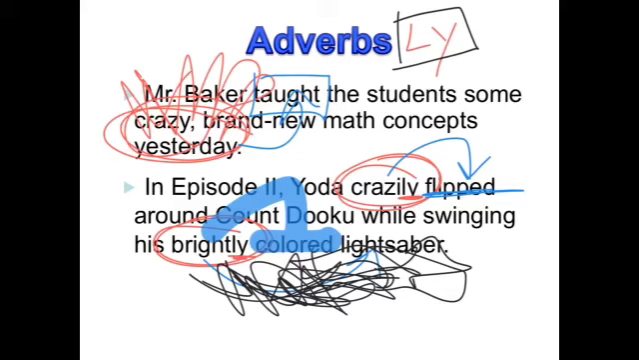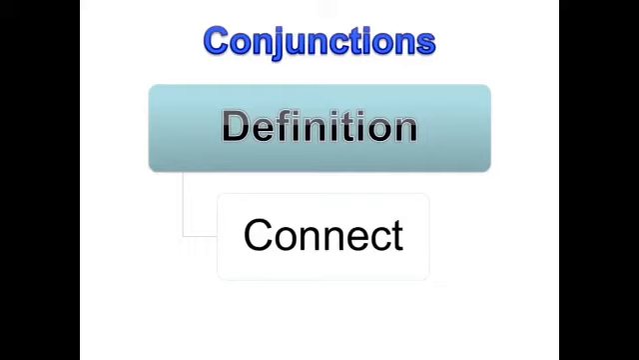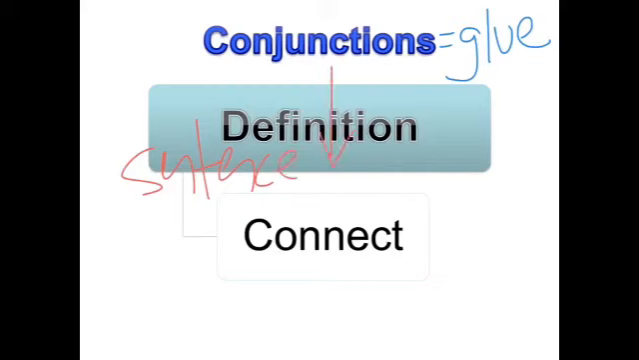Conjunctions are our next one. In conjunctions, all they do is connect. Essentially, conjunctions equal glue. You are going to use them to glue two sentences together. You're going to have sentence, conjunction, sentence. It'll make more sense in just a moment.